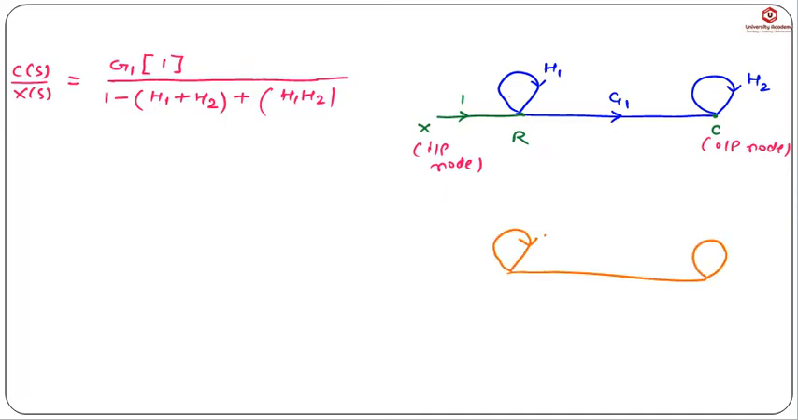This is h1. Okay, this is h of 2. This path gain is g1. So we have introduced an additional node, and the gain is 1. Now we have to calculate c of s.